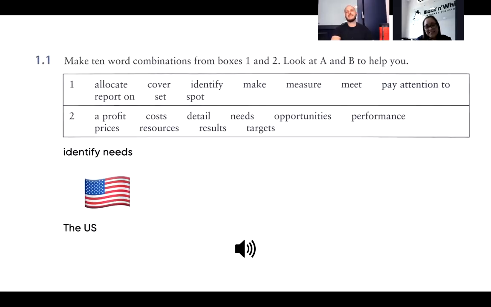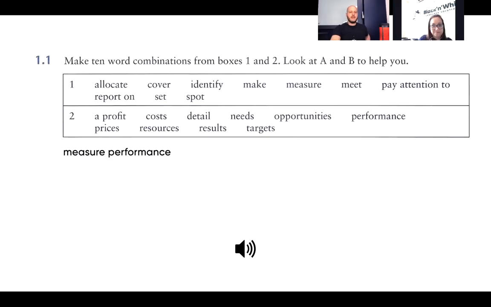Ooh, make a profit. Make a profit. Any ideas, Míriam? Remember Lord Karstark from Game of Thrones? It's like make a profit. Yeah. British accent. Make a profit. Let's do it again. I heard this accent. Oh God, Peaky Blinders. Peaky Blinders. Yeah. Measure performance.